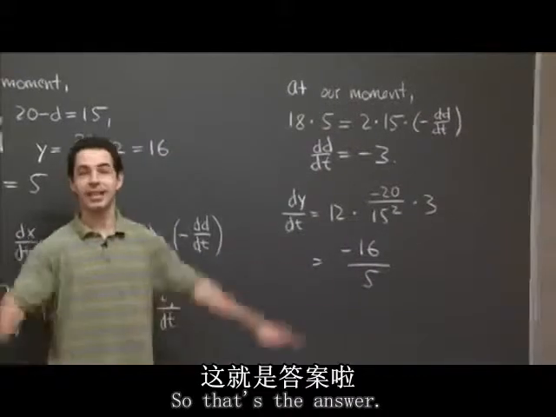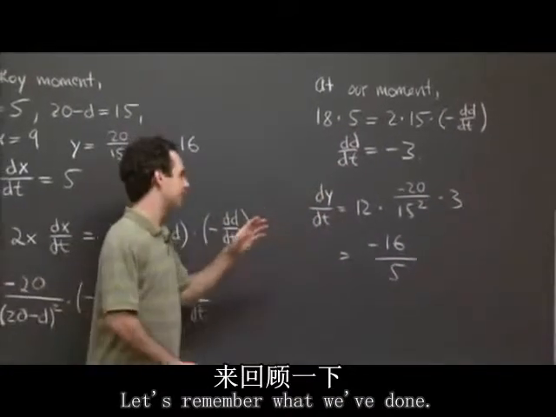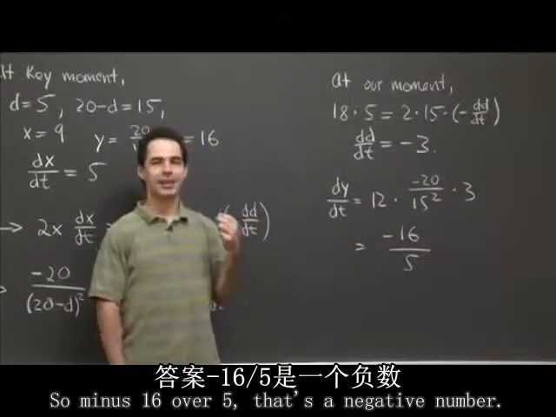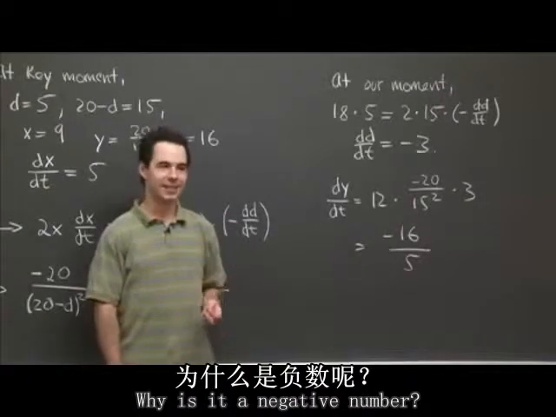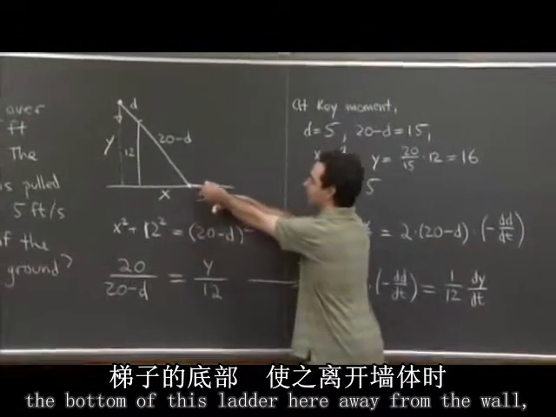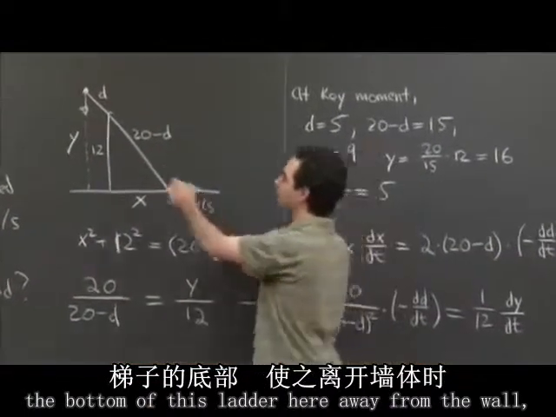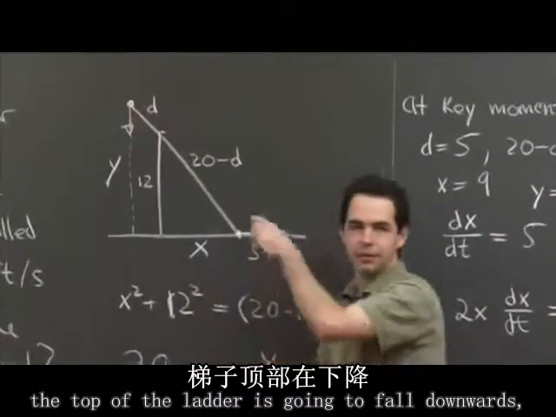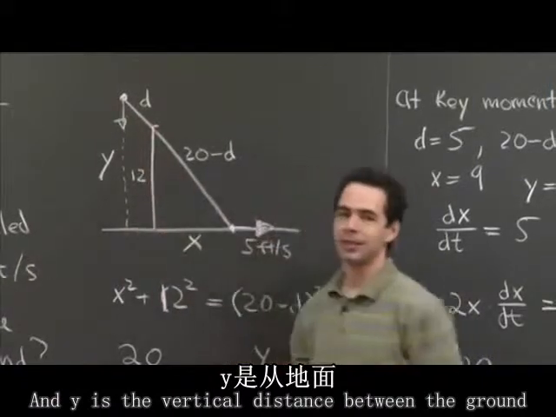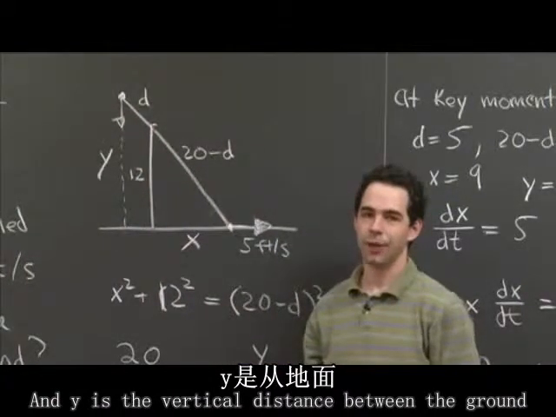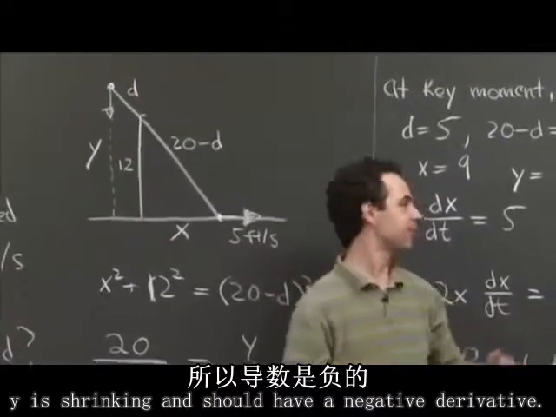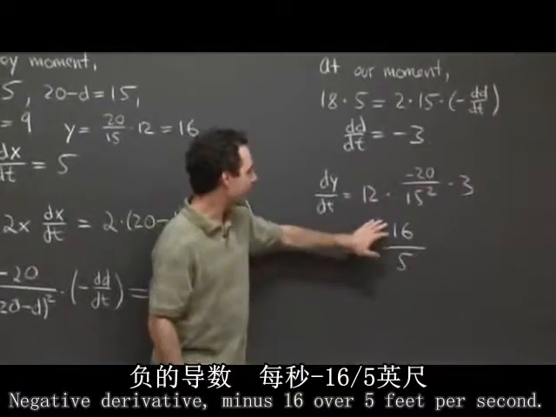All right, so that's the answer. Let's remember what we've done. Minus 16 over 5, that's a negative number. Why is it a negative number? Well, as we pull the bottom of this ladder away from the wall, the top of the ladder is going to fall downwards. It's going to get closer to the ground. And y is the vertical distance between the ground and the top of the ladder. So y is shrinking. We should have a negative derivative. Negative derivative, minus 16 over 5 feet per second.